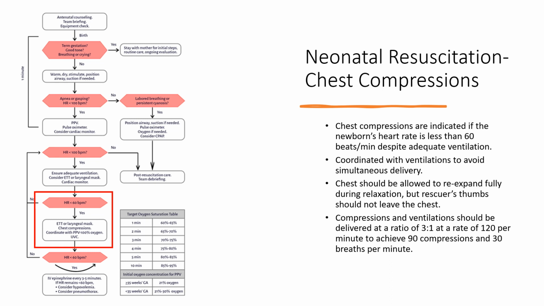We are going for a total of 120 events per minute, or for our total ratio, it's going to be 90 compressions and 30 breaths per minute. The reason that that's important is because they have such a high respiratory rate and a high need for that ventilation that we need to increase the amount of ventilations that we're giving these kids.